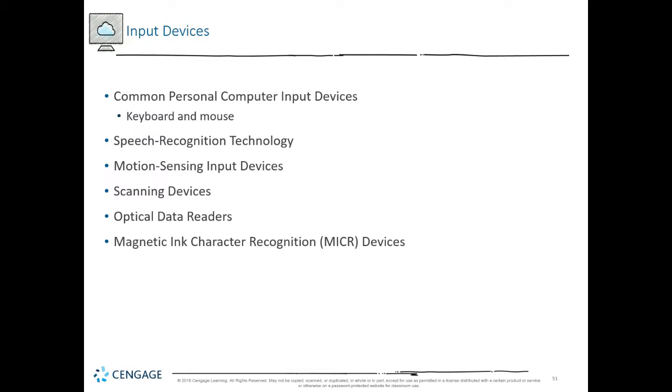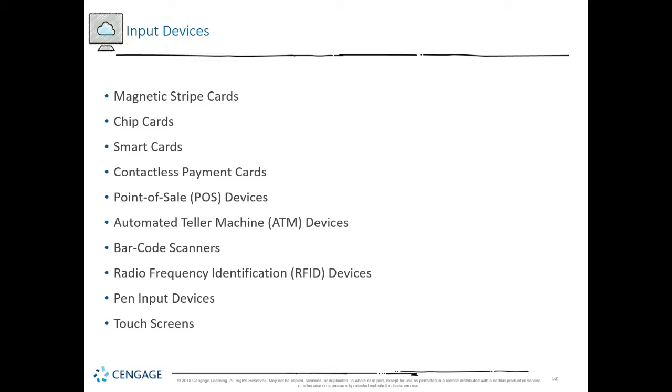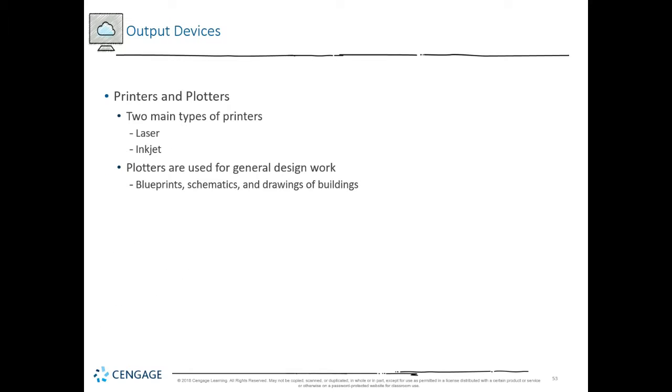Input devices. Common personal computer input devices include the keyboard and mouse, speech recognition, motion sensor input devices, scanning devices, optical data readers, and magnetic ink character recognition, or MICR, devices. Other input devices include magnetic stripe cards, chip cards, smart cards, contactless payment cards, point of sale (POS) devices, automatic teller machine (ATM) devices, barcode scanners, radio frequency identification (RFID) devices, pen input devices, and touchscreens.